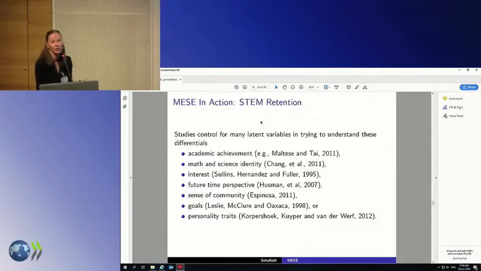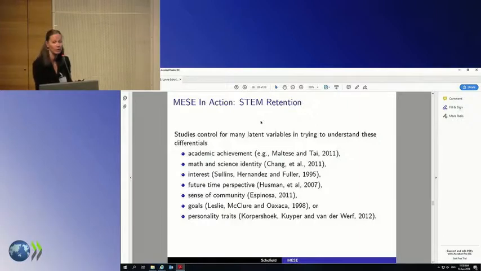There are a host of studies that are trying to understand the reasons that underrepresented minorities and women leave STEM at larger rates than do men and whites. Many of those include latent variables across the spectrum of kinds of latent variables. Some of them include things like academic achievement, mostly math proficiency. But lots of them also include all sorts of other psychological variables along the way.